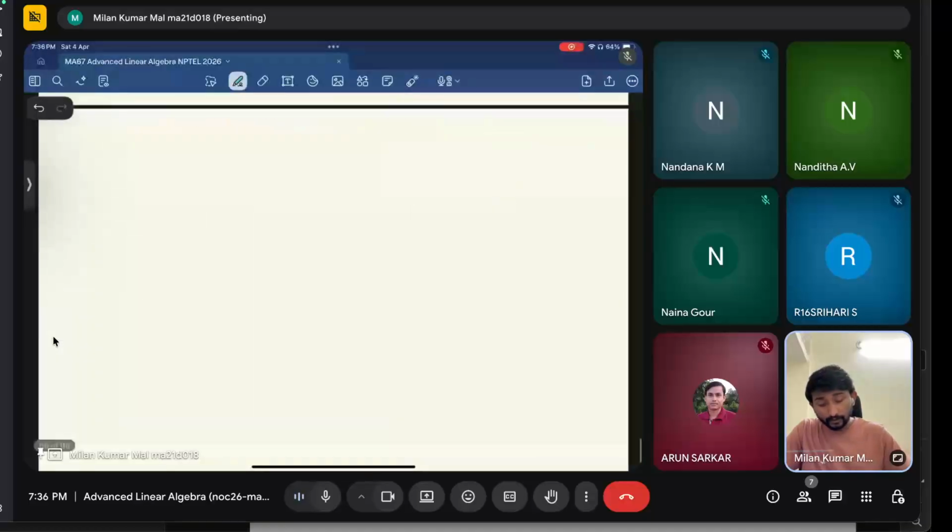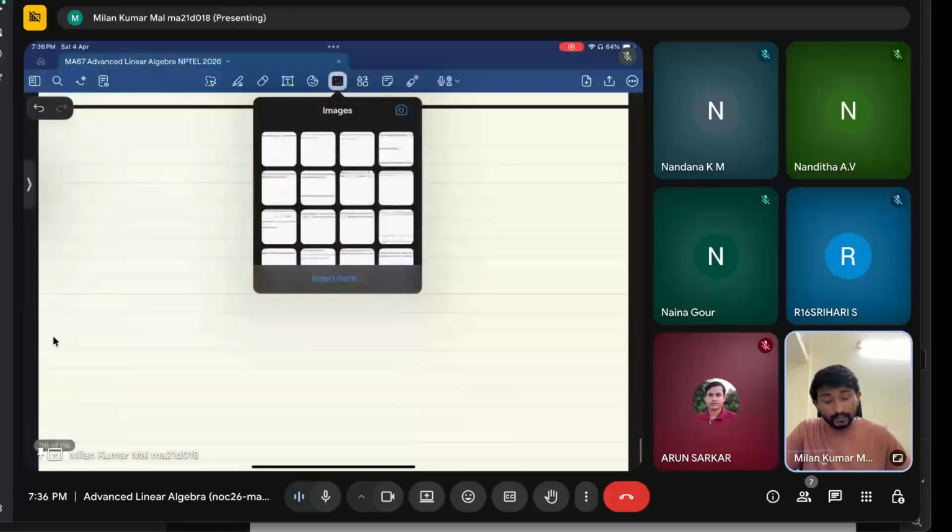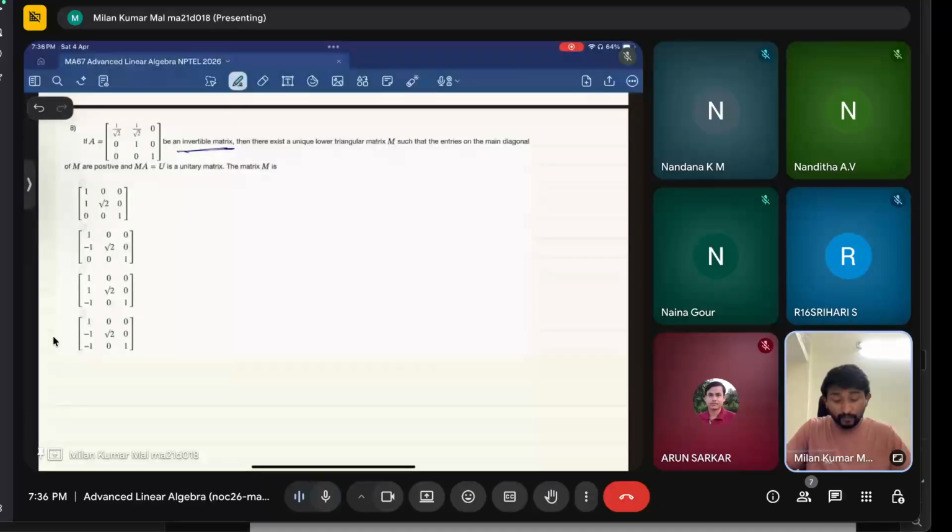Okay. So what this problem says: let A equal to this matrix given, be an invertible matrix. Then there exists a unique lower triangular matrix M such that the entries on the main diagonal of M are positive, and MA is equal to U, which is unitary. I have to do it. Okay, so there is a theorem that I have to mention.